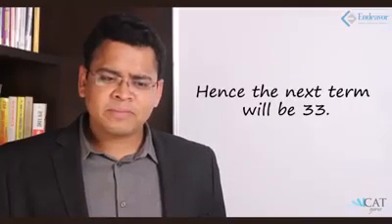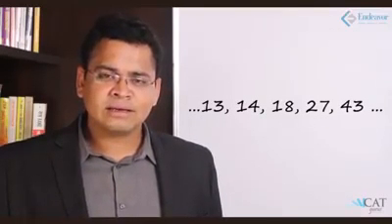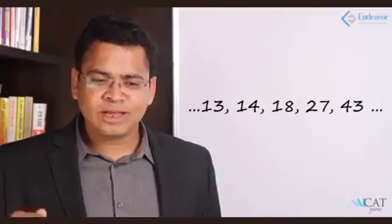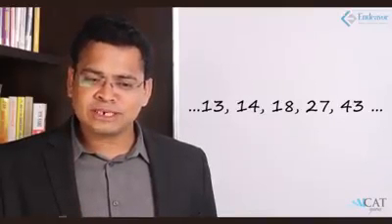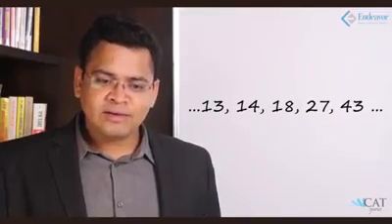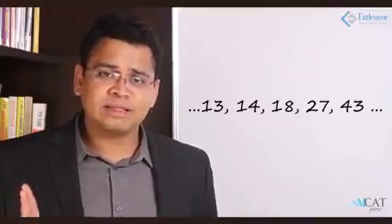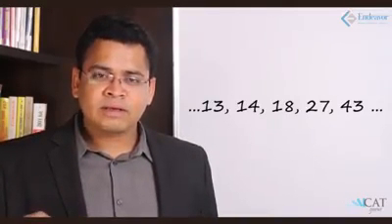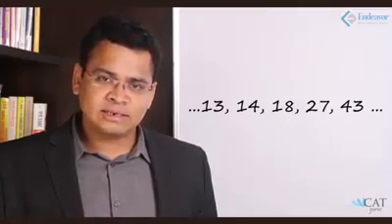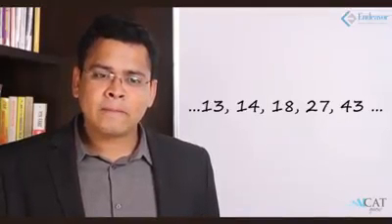Moving to the next, reasonably tricky though. It is 13, 14, 18, 27, 43. The difference between two successive terms is 1, 4, 9, 16, 25, indicative enough that the difference is perfect squares. So after 25, addition to the last term, we'll have 25 plus 43, 68 as the last one.